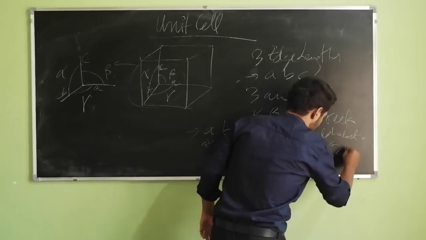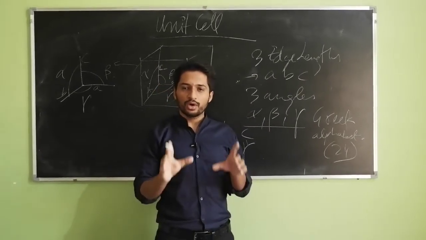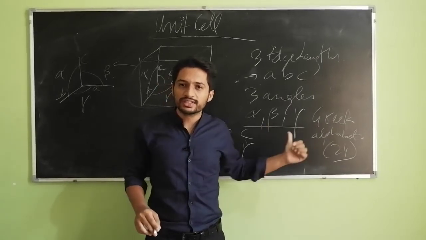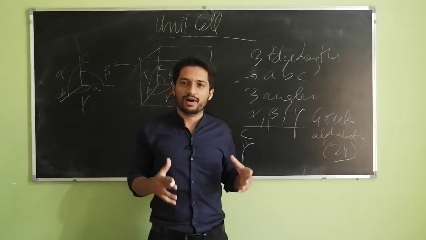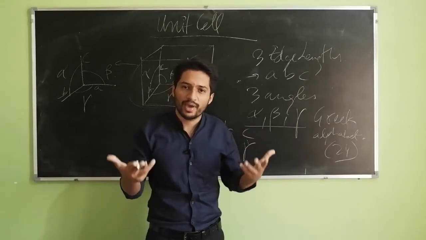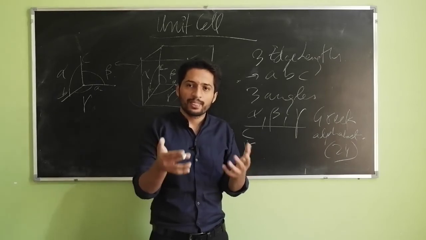These are 24 in number. Like in English, we have 26. What I want you to do is go online and search for Greek alphabets and just go through these alphabets. So you will see alpha, beta, gamma, then delta, epsilon, then we have omega. For permittivity, we have epsilon.